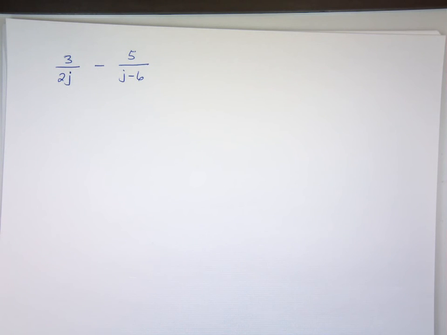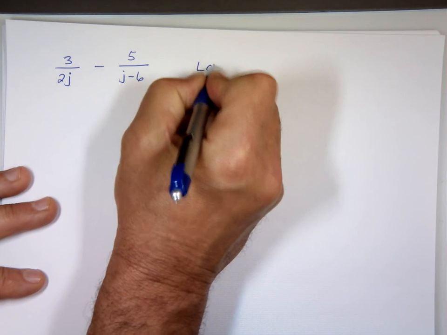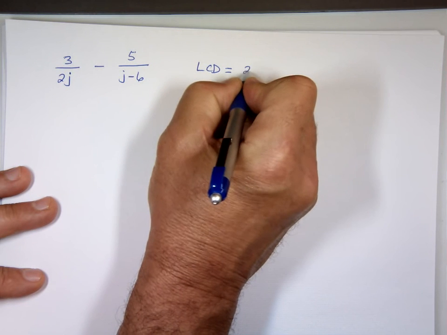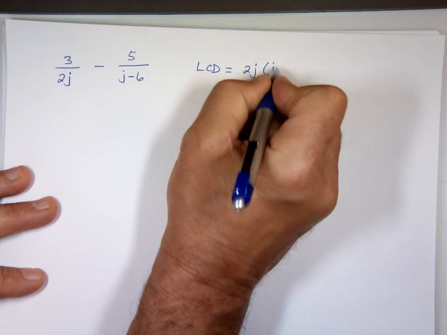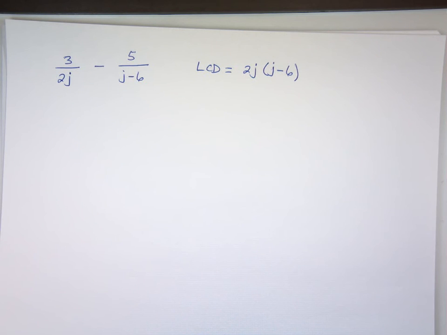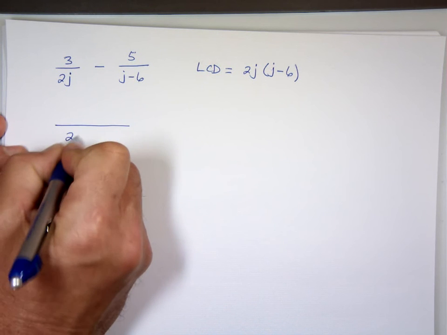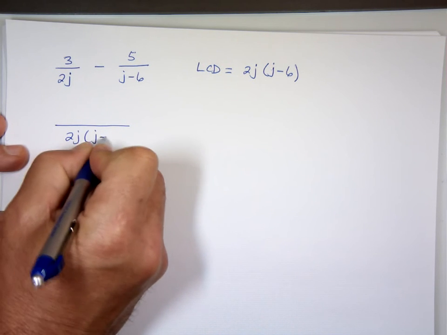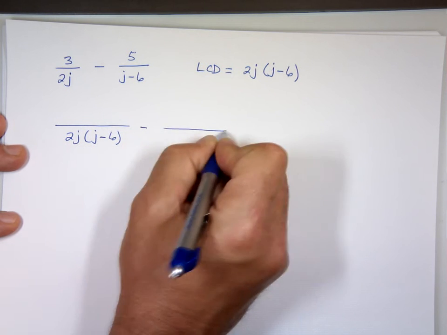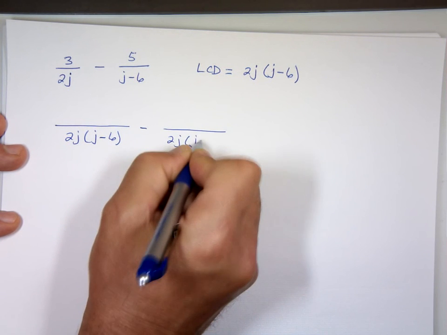Now, if you're going to add or subtract fractions, what do you need? Common denominator. Yes, and what's the least common denominator here? It's 2j times j minus 6. That's the LCD. So you're going to make each fraction now 2j times j minus 6. We'll simplify that later.